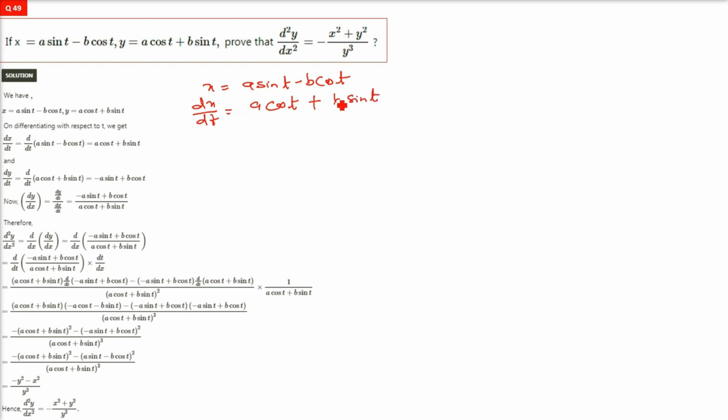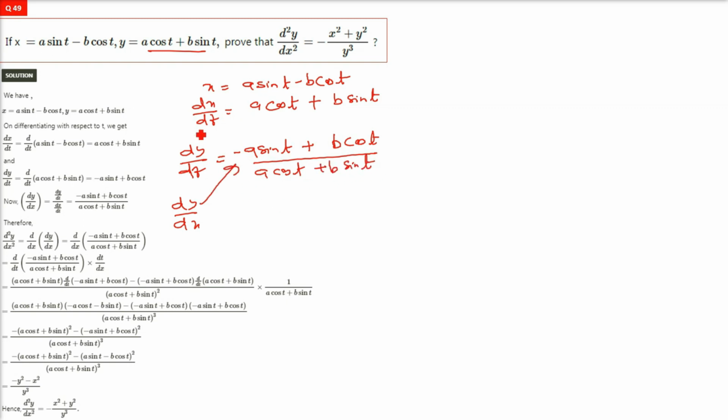And this dx by dt or dy by dx, all this we are going to use in just a while. So y we already know, it's a cos t plus b sin t. So dy by dt will be minus a sin t plus b cos t. Now dy by dx is dy by dt divided by dx by dt. So just saving you the extra step of writing, I'm just putting this in the denominator. So dy by dx we have found out. So dy by dx is this term. Now we have to go for d2y by dx2. And since this is of p by q form, we are going to apply the quotient rule here.